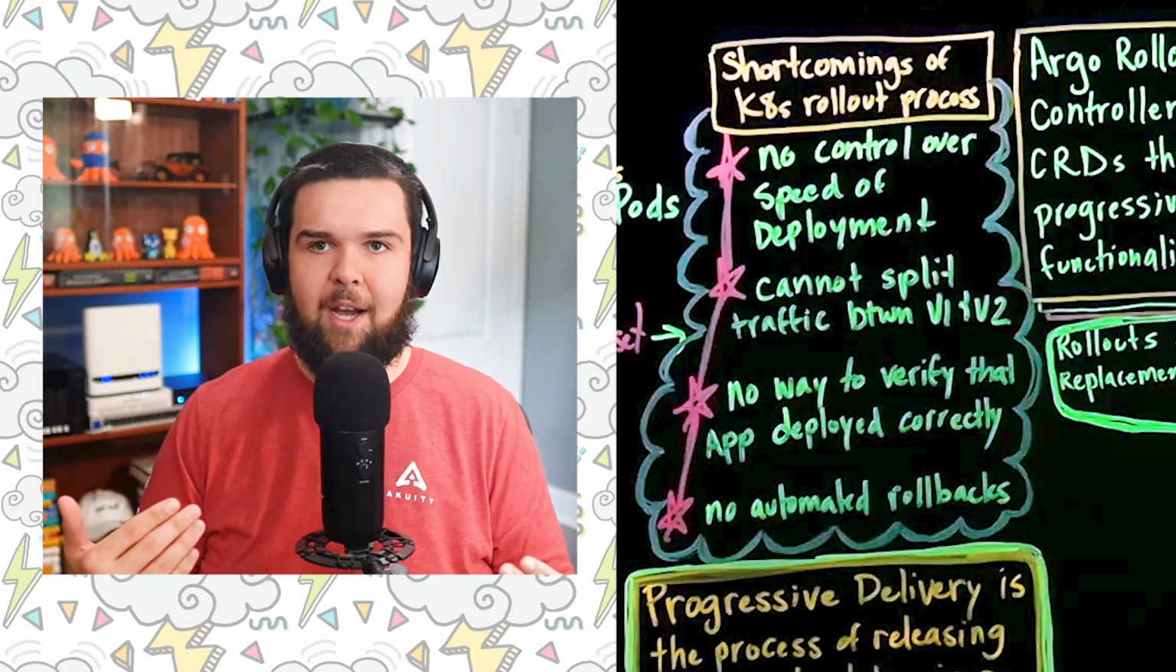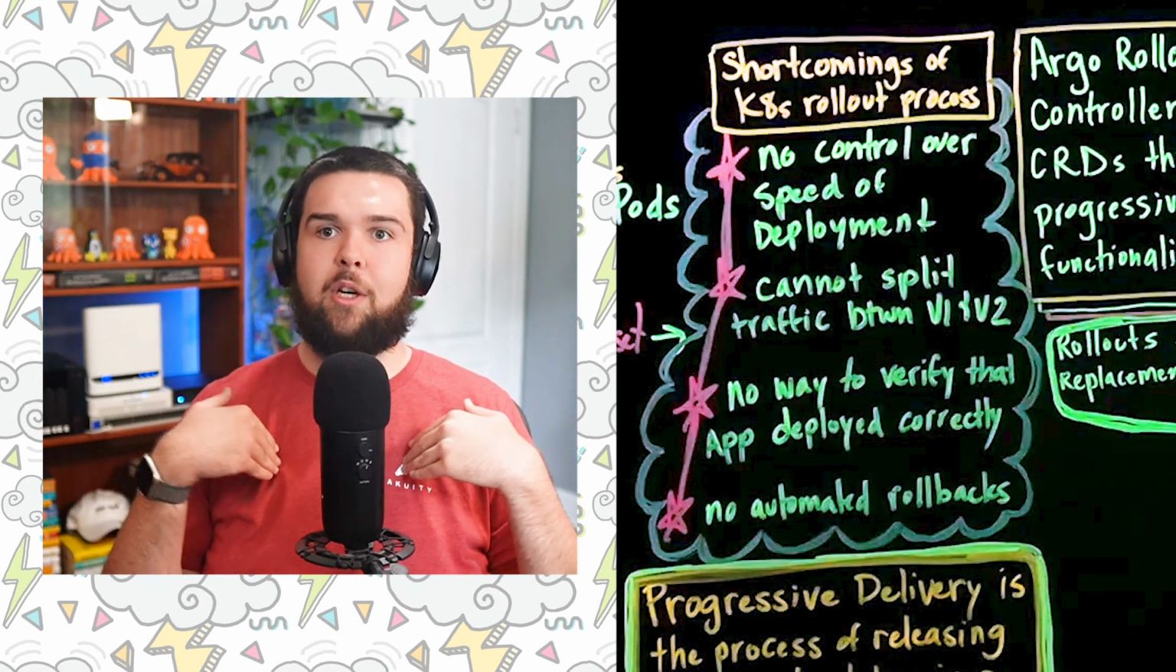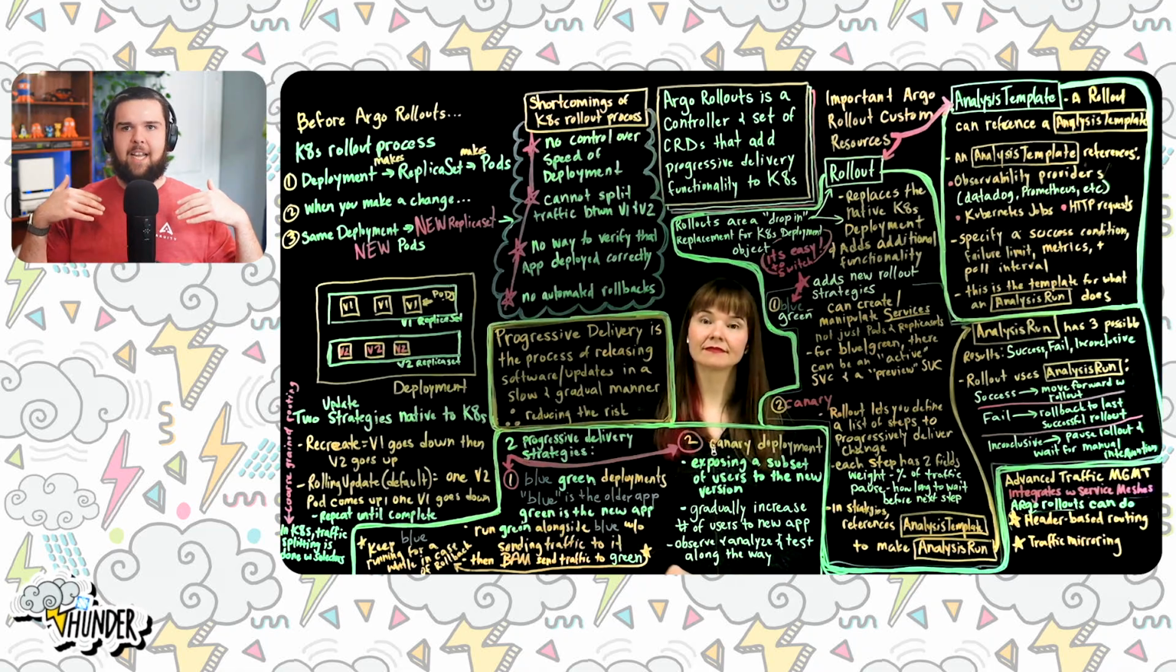You also don't get a lot of control over the speed of that rollout. You can say how much you're willing to go above your desired number of replicas and how many replicas you're willing to have unavailable. But you can't say specifically, I want 5% of my traffic to go to this new version. You're stuck with whole numbers and kind of working around the limitations of services.